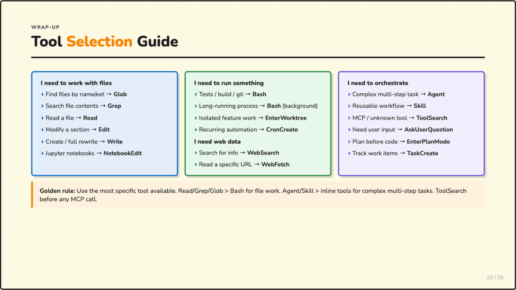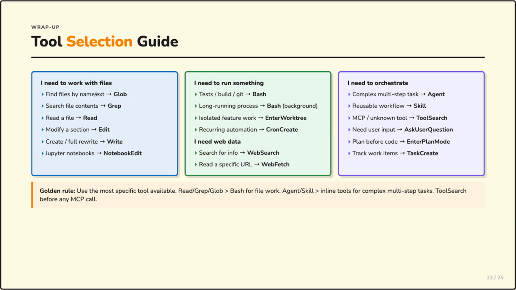Here's a quick decision framework for tool selection. For file work, find files by name with glob, search content with grep, read with read, make targeted changes with edit, and create new files with write. For running things, use bash for tests, builds, and git. Use enter worktree for isolated feature branches. Use cron create for recurring automation.